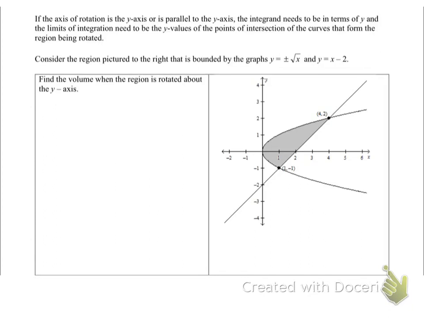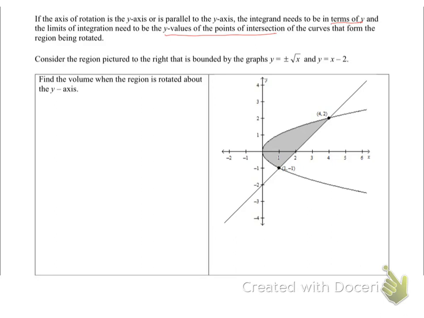So we've talked about rotating around the x-axis and all of these horizontal lines. Now I need to talk about what happens whenever we start to rotate around the y-axis. If the axis of rotation is the y-axis or is parallel to the y-axis, the integrand needs to be in terms of y, and the limits of integration need to be the y values of the points of intersection.